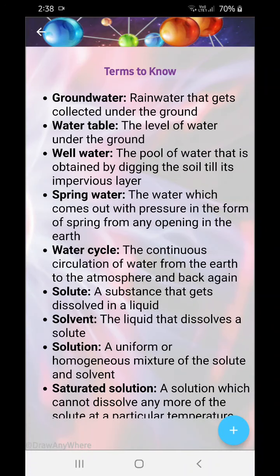Your teacher, and today we are going to learn about water. Okay, so first of all, let's come to terms to know. Groundwater: the rainwater that gets collected under the ground. Okay, this is known as groundwater.